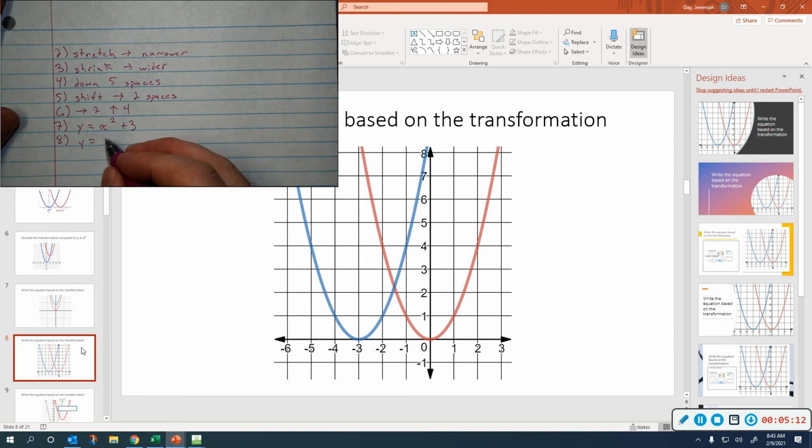Whenever you move left or right, for a quadratic, it's going to be in the parentheses, and x. Now, x lies, so even though it went 3 in the negative, we're going to write it as plus 3, and this will be squared. So, if it moves up or down, it's plus or minus outside the parentheses. If it moves left or right, it's plus or minus inside the parentheses. I'll stop the video here, and then we'll keep going.